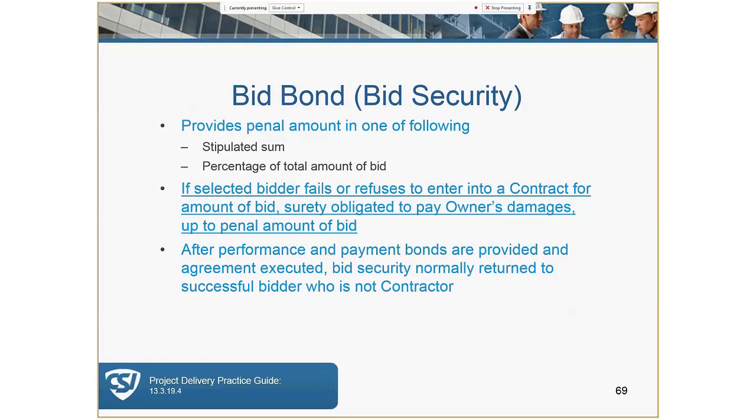If the bidder fails to sign the contract, the bid bond pays the difference between the low bidder and the next highest bidder, plus any damages that the owner may have incurred. Once the contract is signed and performance and payment bonds are received, then the bid bond security is often returned to the bidder.